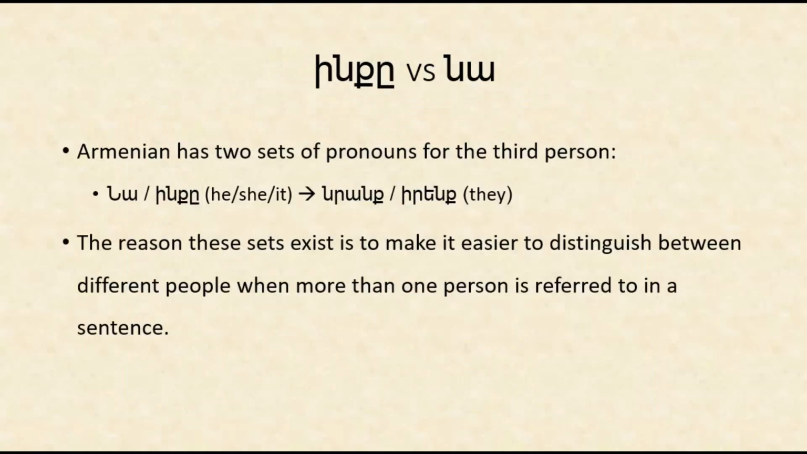As you've already seen, Armenian has two sets of pronouns for the third person. One for singular, the pair na or inka, and the pair for the plural, which is narank or irenk. The reason these sets exist is to make it easier to distinguish between different people when we refer to more than one person in a sentence. This applies to cases when we speak with longer sentences.